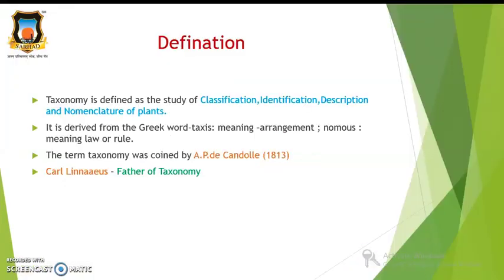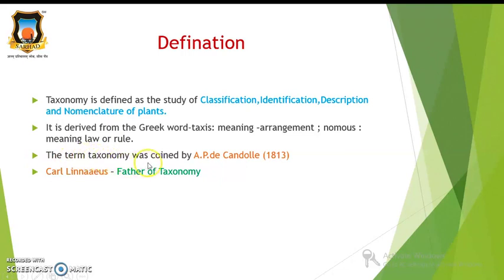Now, students, let's start the first topic, taxonomy. Plant taxonomy is a fundamental branch of botany. The definition of taxonomy is the study of classification, identification, description, and nomenclature of plants. It is derived from the Greek words taxis, meaning arrangement, and nomos, meaning a law or rule. This taxonomy is defined as the study of principles and practices of classification.